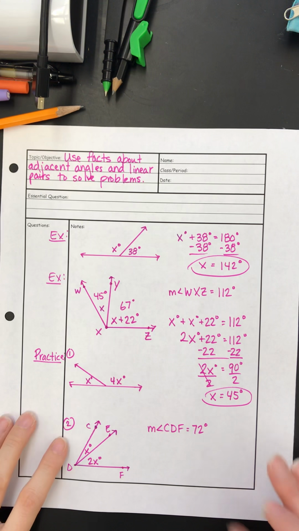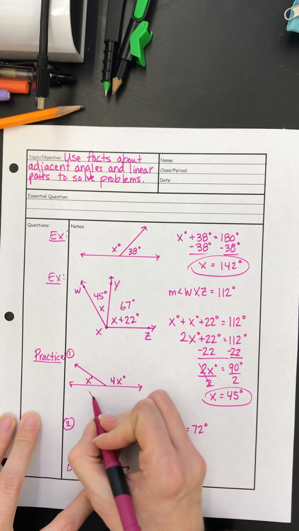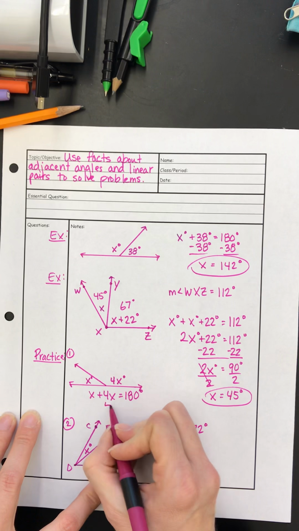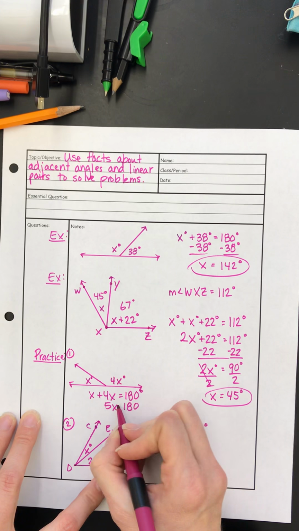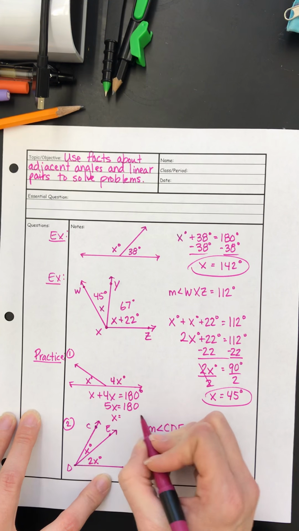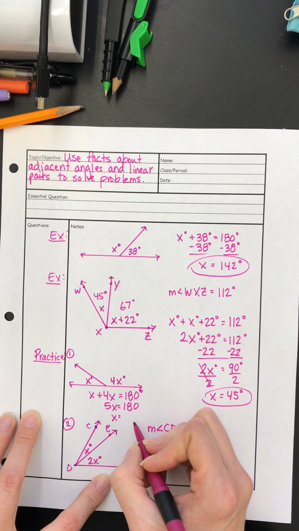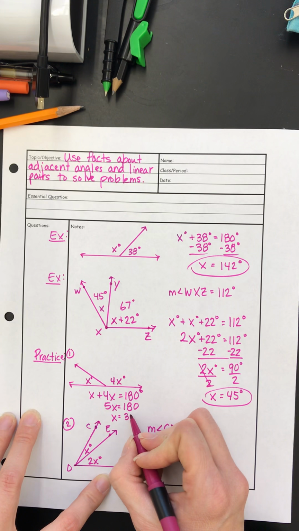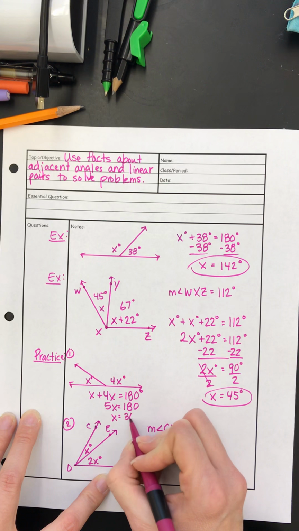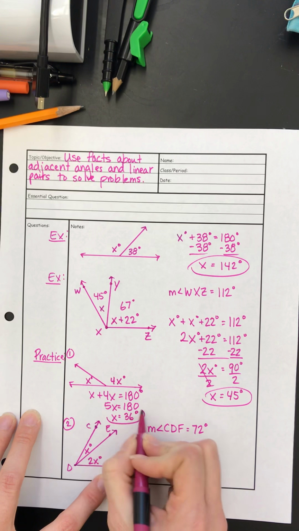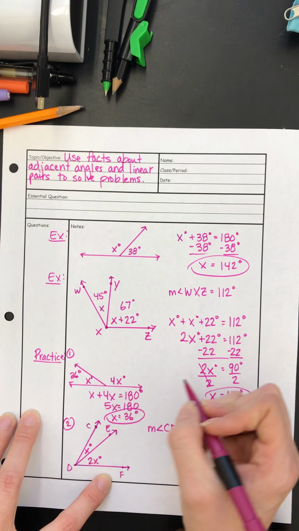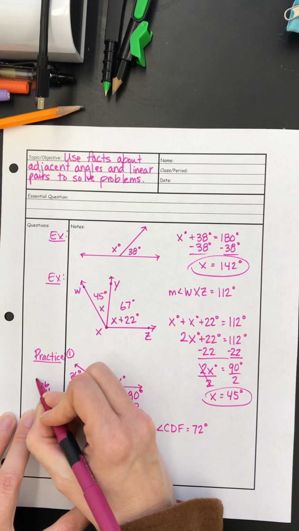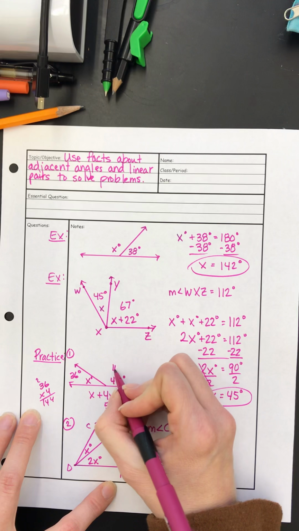All right, let me just help to make sure we're good to go. You have x plus 4x is equal to 180 degrees. Combine like terms here. And x is going to be equal to, what is that? 36 degrees? Okay. Which means that this is 36 degrees, and 4 times 36 degrees is 144.